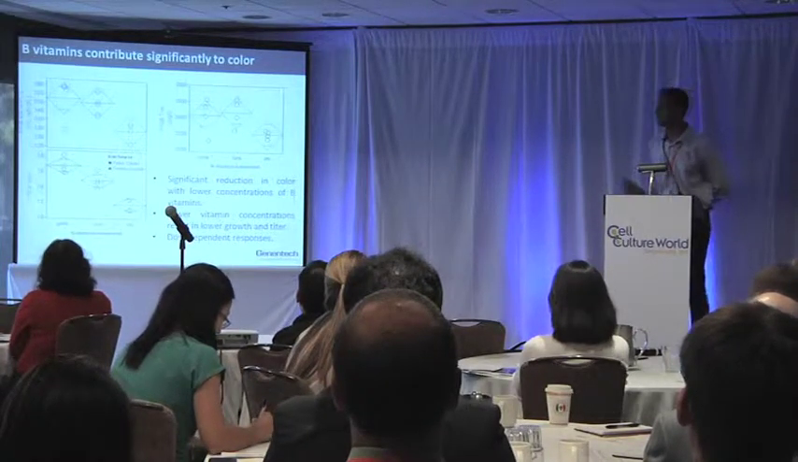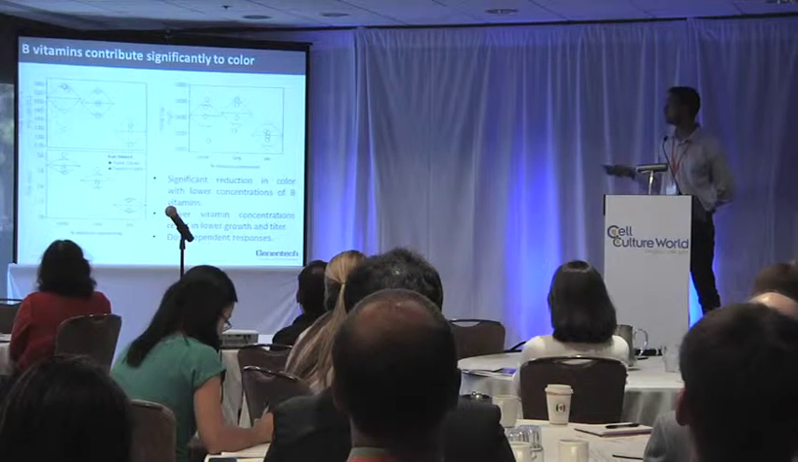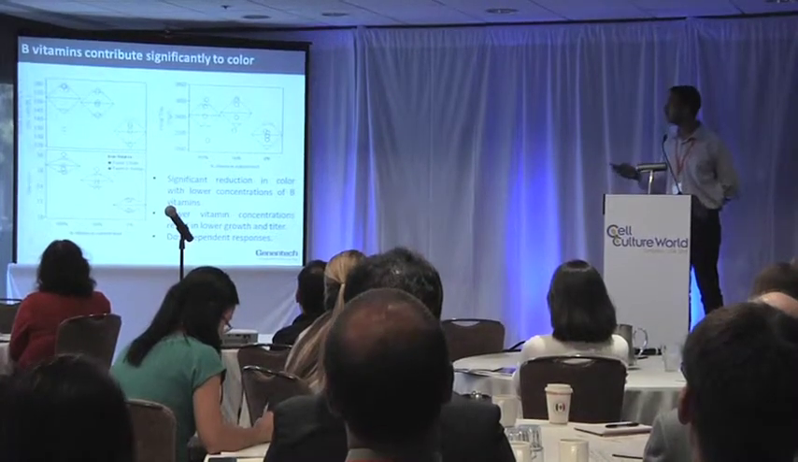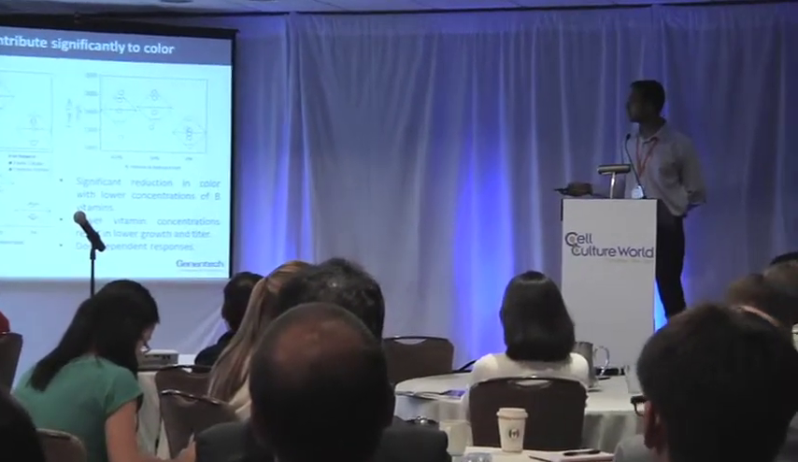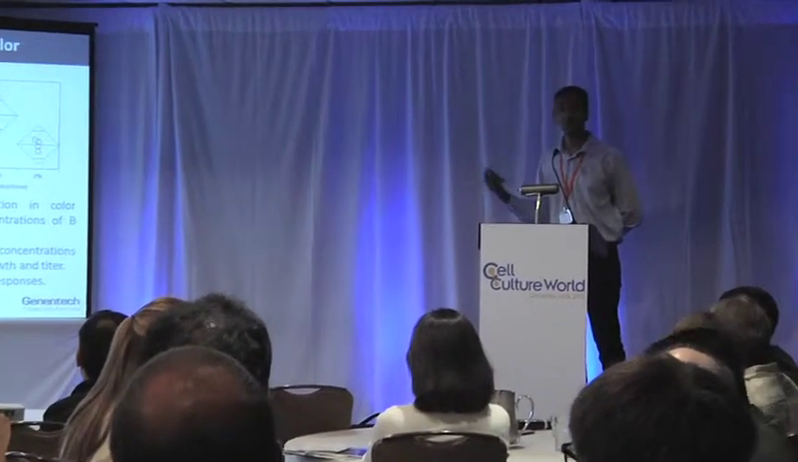So going to the data on this slide, we found that the B vitamins in our media can significantly contribute to color. If you look down here, you can see that by going from 100%, or the standard media that we use, all the way down to 0%, we actually reduce color very significantly. We almost halve the color that we get in our process. Of course, we do see a concurrent reduction in growth as well as titer, but that is to be expected. The vitamins are there for a reason.